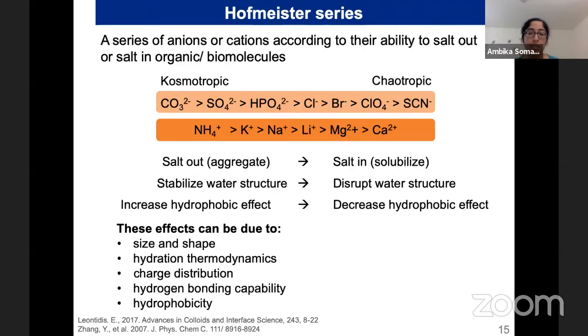There are a few factors that affect how these ions work, and these can be due to size and shape of the ions, hydration thermodynamics, charge distribution, hydrogen bonding, and hydrophobicity. When you go from left to right in this Hofmeister series, you can see that the salts on the left are well hydrated, and on the right are less well hydrated, that is, poorly hydrated. Well-hydrated salts do not associate with the hydrophobic part of biomolecules and repel them, while the poorly hydrated salts are able to associate with the hydrophobic part of biomolecules and are attracted towards them.